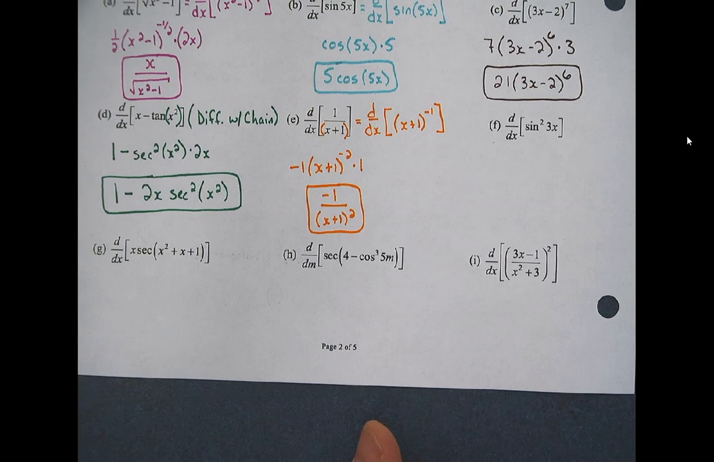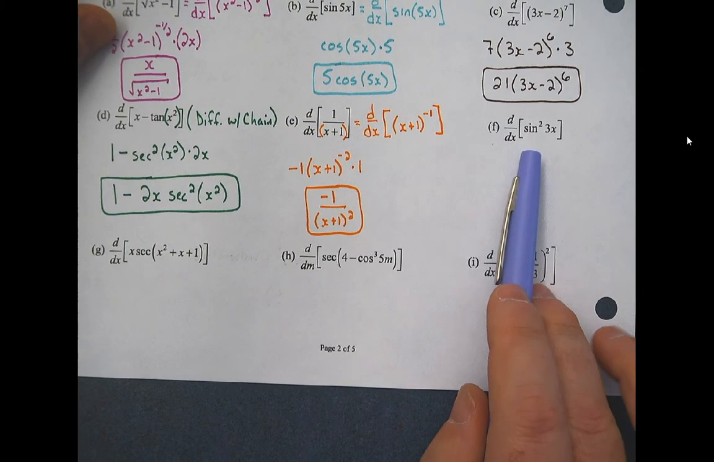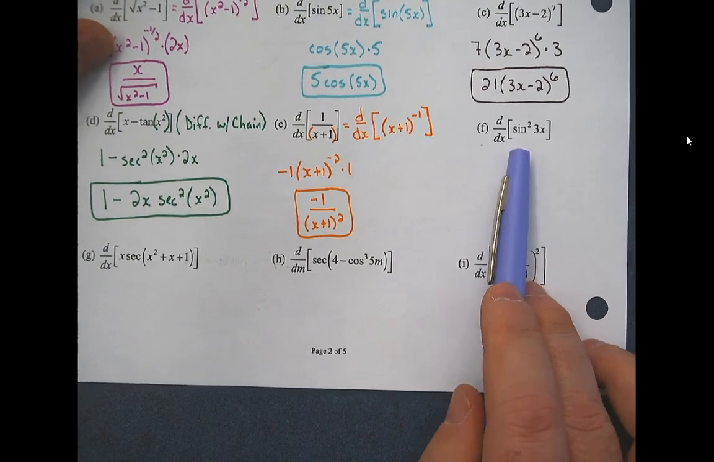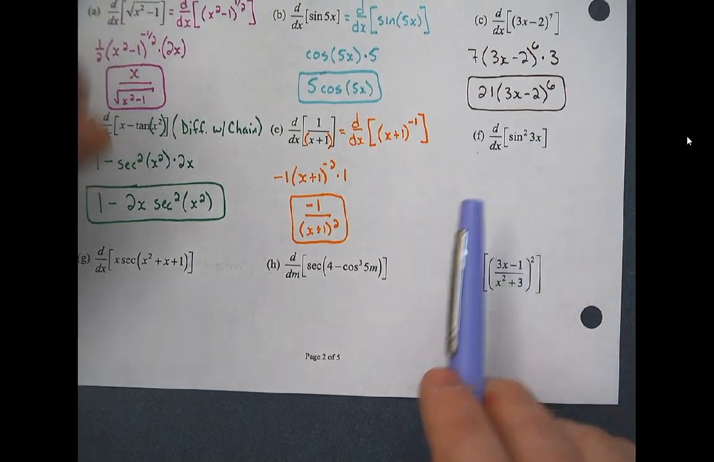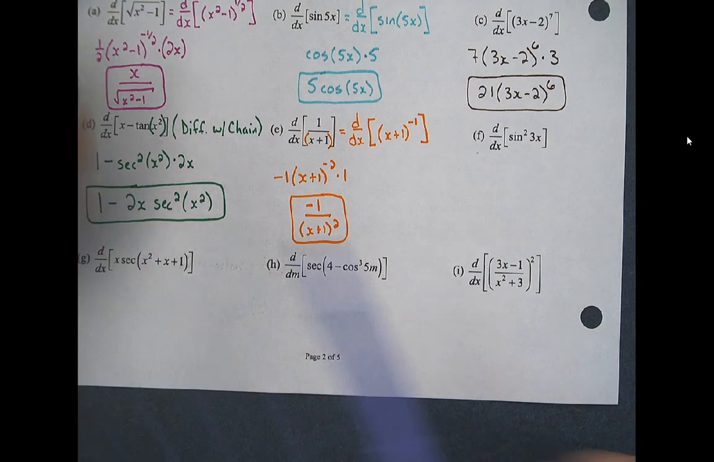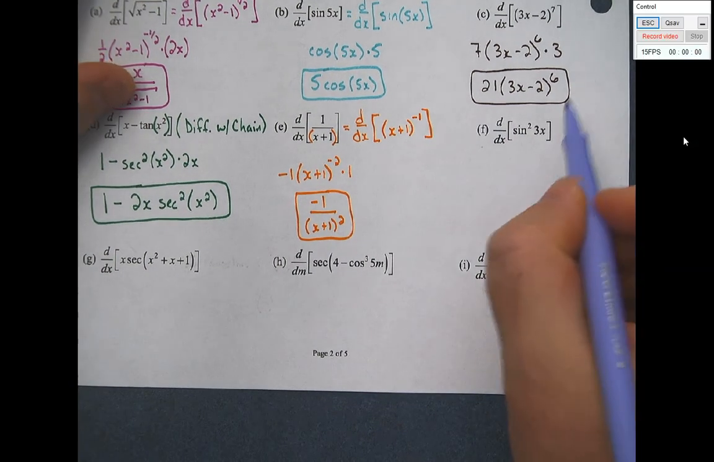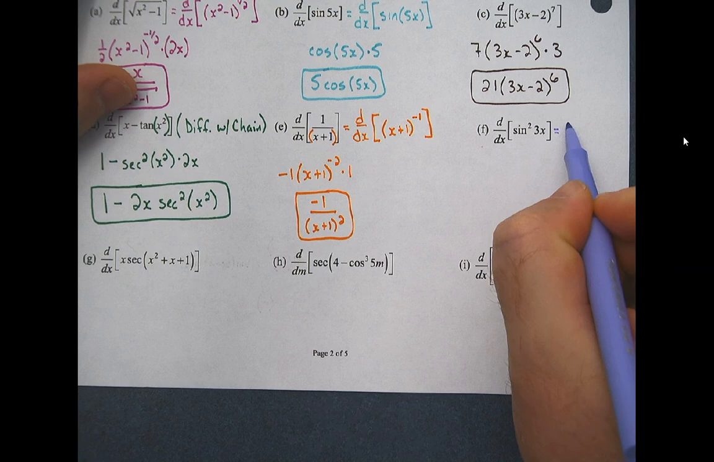I like the next one. This one's interesting because this has 3 layers to it. See if you can rewrite this and figure out where all the layers are. Just try to put some parentheses in there. All right, let's see how you did. Okay, so let's review.